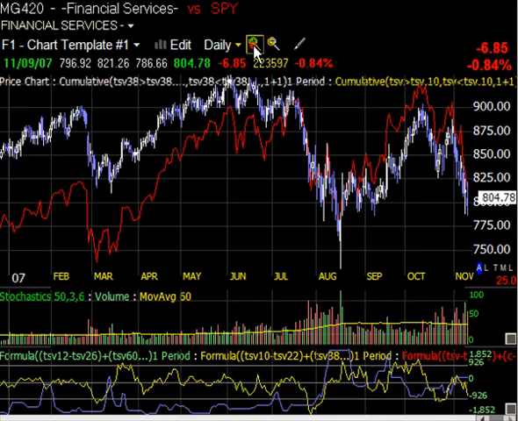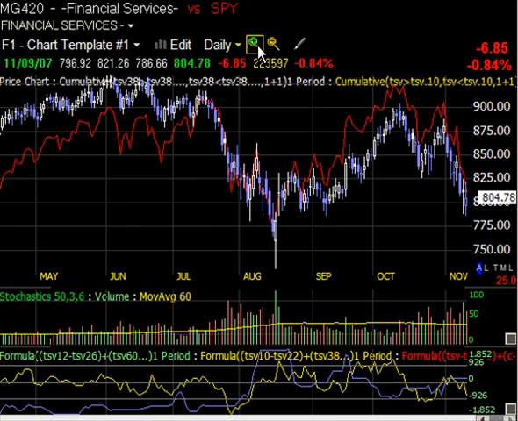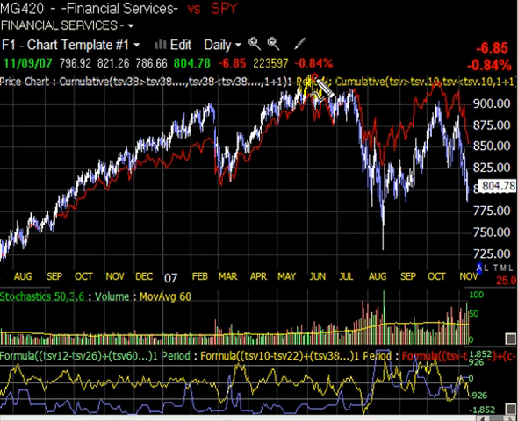And what I want to show you here with financial services is, again, this concept of non-confirmation. Spiders are in red, the financial services sector, the blue and white candles. You can see in financial services we have a downtrend, and you can see the uptrend is still intact in the Spiders. So you can see that financial services are just starting to really fall apart over here.